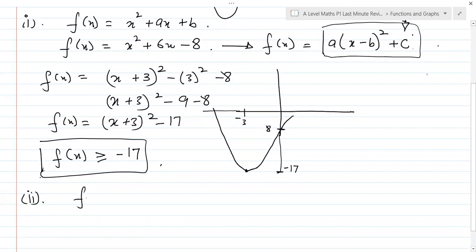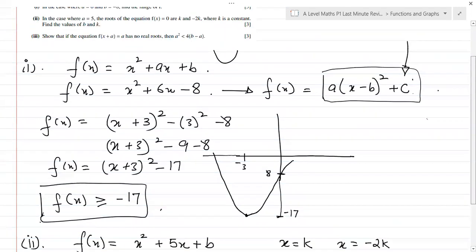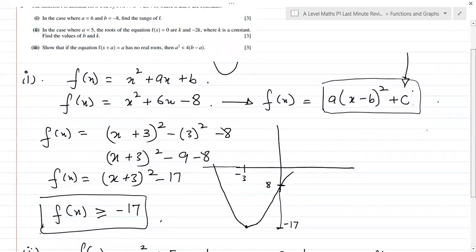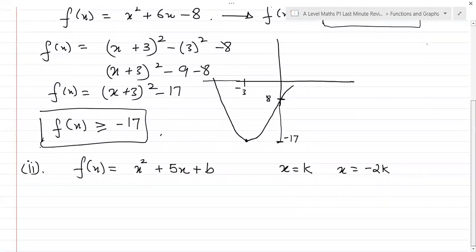And we have the function as f(x) is equal to x squared, and it says a is 5, so we have 5x plus b. It doesn't say anything about b. It says it has two roots, x is equal to k and x is equal to negative 2k. Let's just double check: in the case where a is equal to 5, the roots of the equation f(x) equal to 0, and that means these are factors. So x is equal to k and x is equal to negative 2k. K is a constant. Find the values of b and k. Okay, so that's all we have.